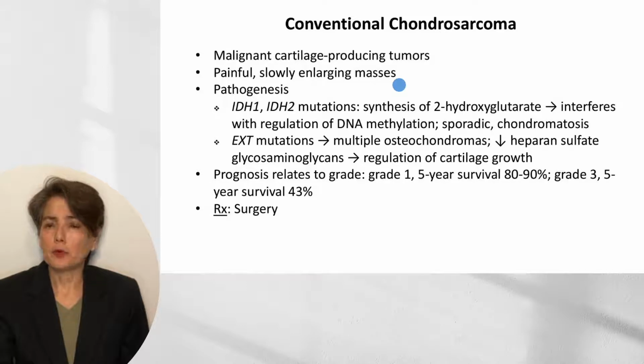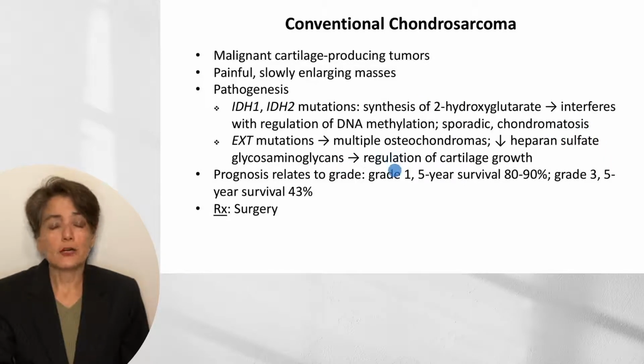As I mentioned, you can have sporadic conventional chondrosarcomas, and these, as well as those that arise in chondromatosis. So in chondromatosis, patients have multiple enchondromas throughout the skeleton. In both of these situations, we can see mutations of IDH1 and IDH2. As you recall from the neoplasia chapter in Robbins, what these mutations do is they cause the synthesis of what we call an oncometabolite, 2-hydroxyglutarate. What this new metabolite does is that it interferes with regulation of DNA methylation and therefore changes the pattern of gene expression. So we can see these mutations in both sporadic and chondromatosis-associated chondrosarcoma.